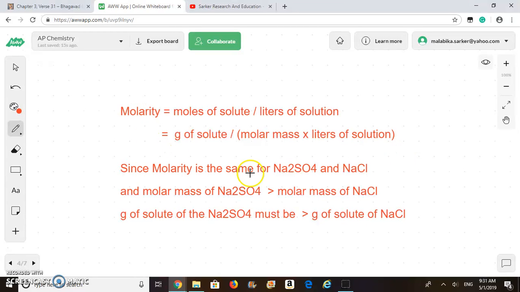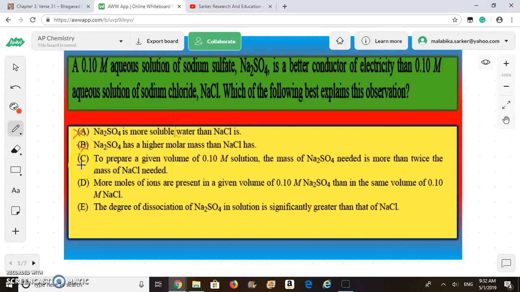Since the molarity is the same for sodium sulfate and sodium chloride, and we have seen that the molar mass of sodium sulfate is much greater than the molar mass of sodium chloride, in order for the molarity to be the same, the grams of solute of sodium sulfate must be greater than the grams of solute of sodium chloride. So the statement is true, but molarity has nothing to do with the conductivity of the solution. So this is not an explanation for the difference in conductivity between sodium sulfate and sodium chloride. So let us go to the question and we can say that this is not the correct answer choice.